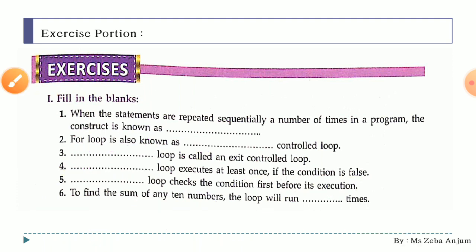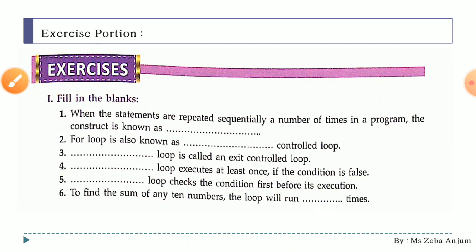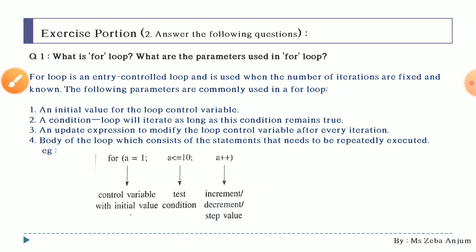Now for the last one, the sixth one, to find the sum of any 10 numbers, the loop will run simply 10 times. Now moving forward with answering the following questions. See the first one, what is a for loop? What are the parameters used in for loop?